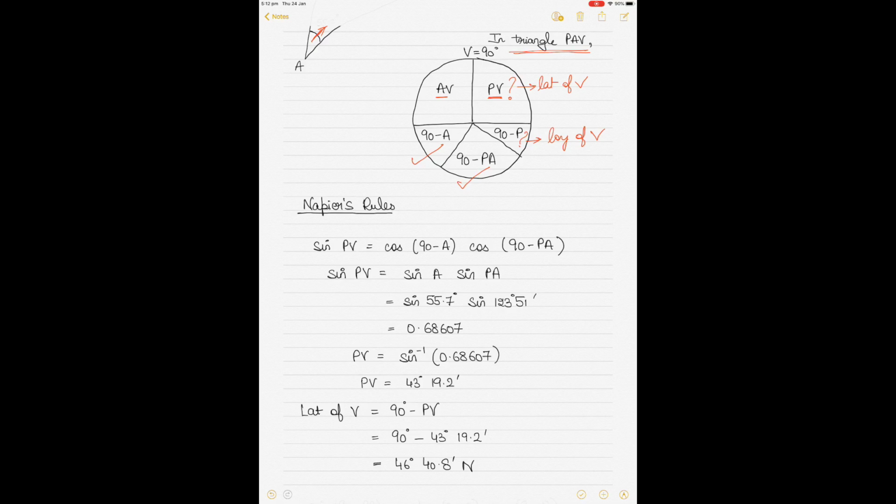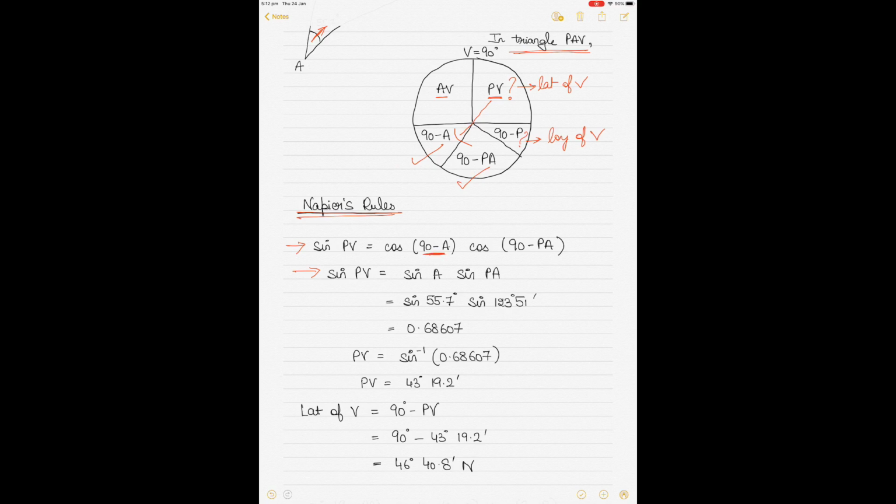So Napier's rules, I'm using Napier's rules here. So first thing I need to do is find out PV. So what I will use is sine of the middle part, which is PV, equals cos of the opposites, which is 90 minus A and 90 minus PA. So this is the rule I will use. This forms a mushroom. So sine of PV equals cos 90 minus A cos 90 minus PA, and then of course cos 90 minus any angle is sine of that angle. That's why sine PV becomes sine A and sine PA.